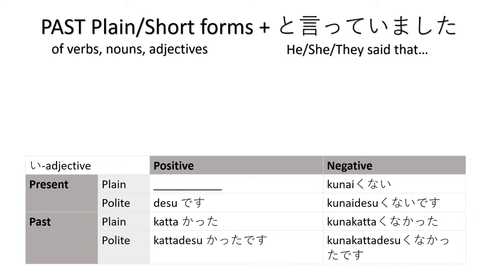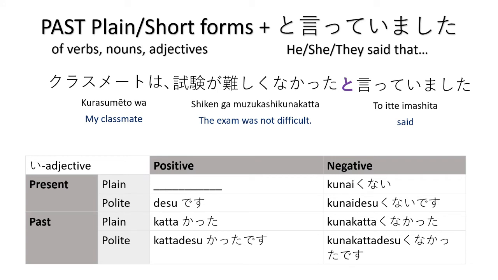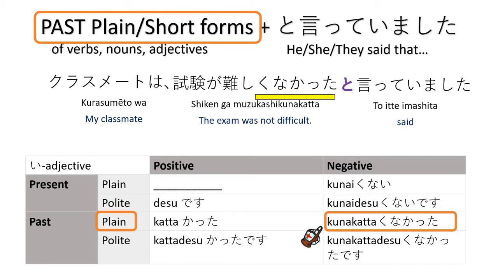Alright, another example for an i-adjective. Shiken ga muzukashiku nakatta. The exam was not difficult. Now this is a complete sentence in the past plain negative form. Now we're going to use to itteimashita. So, kurasumeito wa shiken ga muzukashiku nakatta to itteimashita. My classmate said the exam was not difficult. Okay? So this is correct because we used the plain past before to itteimashita. If we add desu there, muzukashiku nakatta desu to itteimashita, obviously that is wrong. Okay?